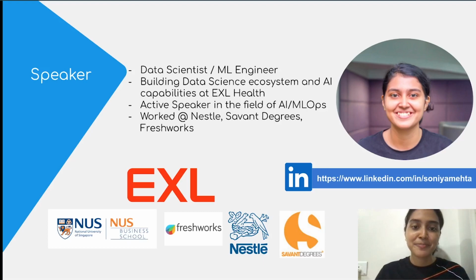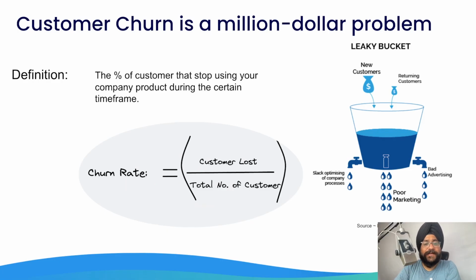Okay, so before we dive into a complete solution, let us spend some time and understand what is customer churn and why it is important to understand the term. Customer churn is the percentage of customers who stopped using your company's product or services during a certain time frame. It is also called customer attrition. Now you might be thinking, why does customer churn happen? What is the reason? There could be a number of reasons for this.